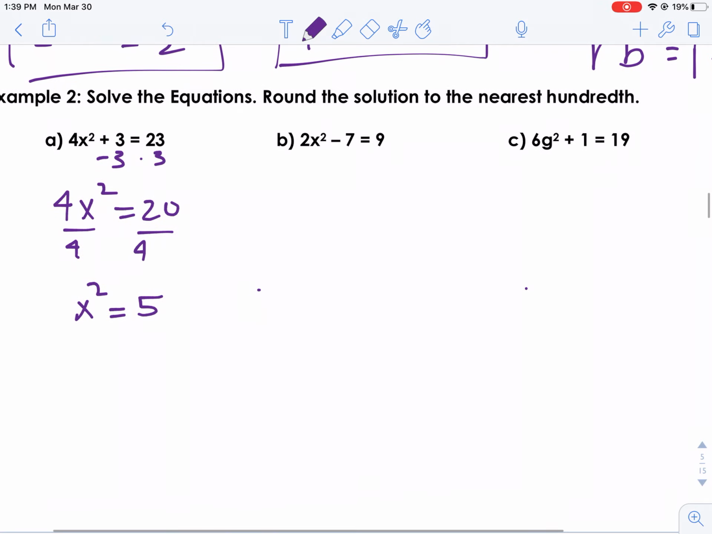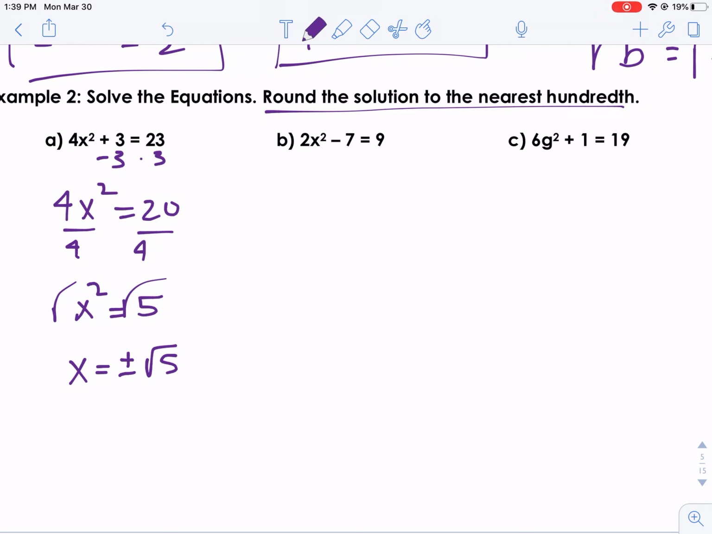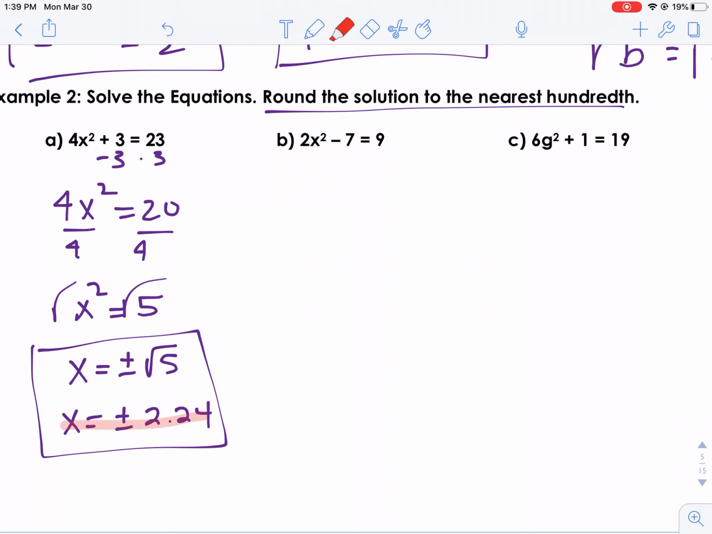Now, when we go to take the square root of both sides, we'll be left with x. 5 we don't have a square root for. It's not a whole number, unlike the other problems we did earlier. So we can leave our answer as plus or minus root 5. The instructions here do say round your solution to the nearest hundredth. So go ahead, take a calculator, take the square root of 5, which is 2.24. We can just write that as plus or minus 2.24. So in your homework, please include both of those answers. If it says to round it to the nearest hundredth, go ahead and give this answer as well. Otherwise, you can just leave it as positive or negative root 5.